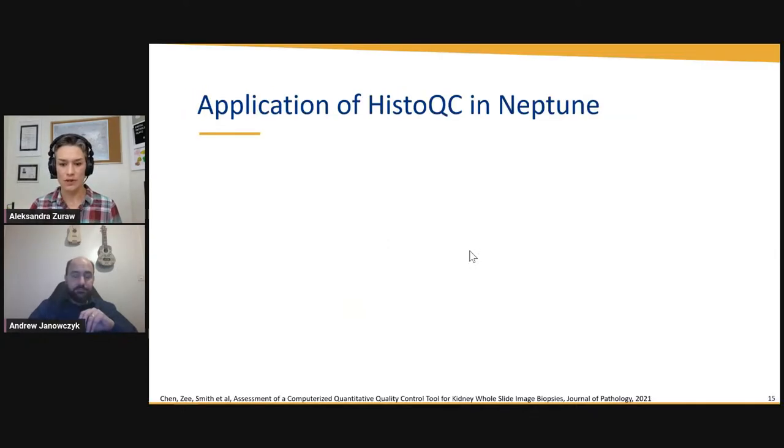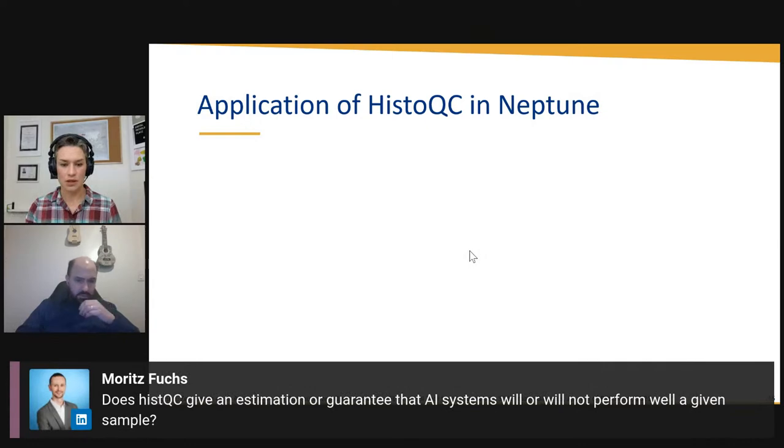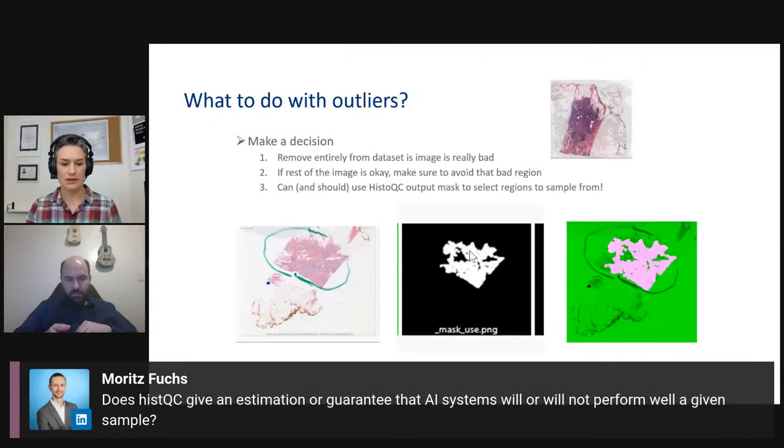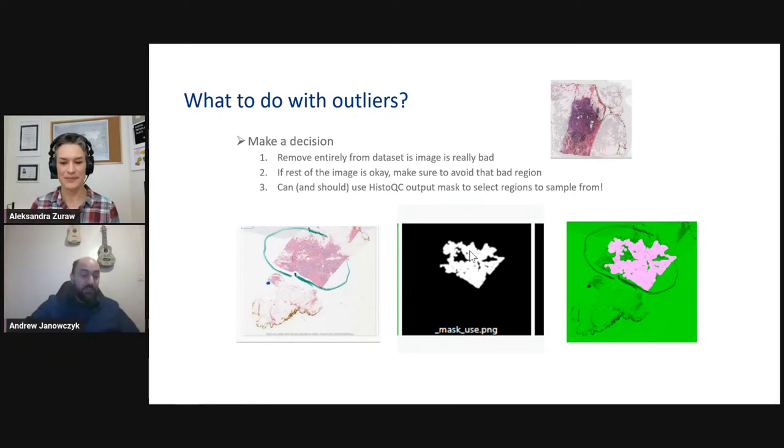So, question: we kind of touched on this. Does HistoQC give an estimation or guarantee that an AI system will or will not perform? I mean, no, right? There is no guarantee. It depends on the AI system. We're not an AI system developer. So if you have a more robust system, it's more likely to work. If you have a less robust system, it's less likely to work. You have to actually test your system with those specific things.